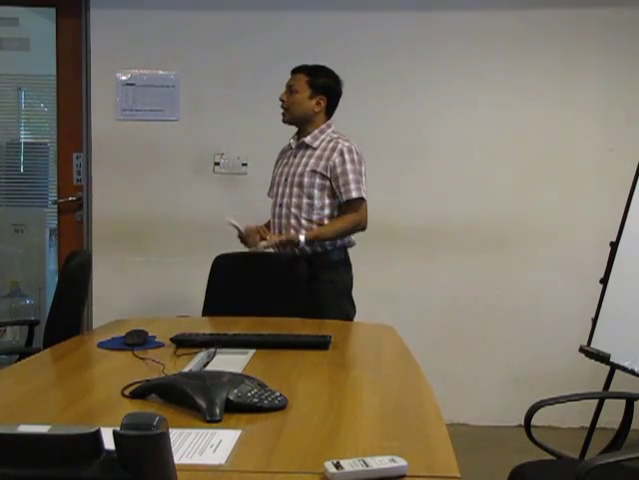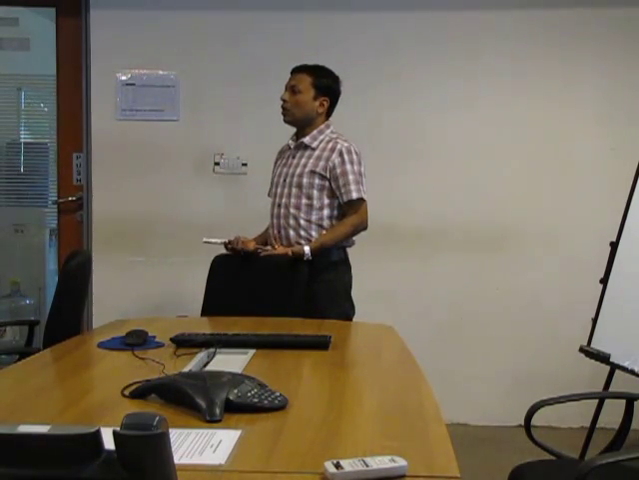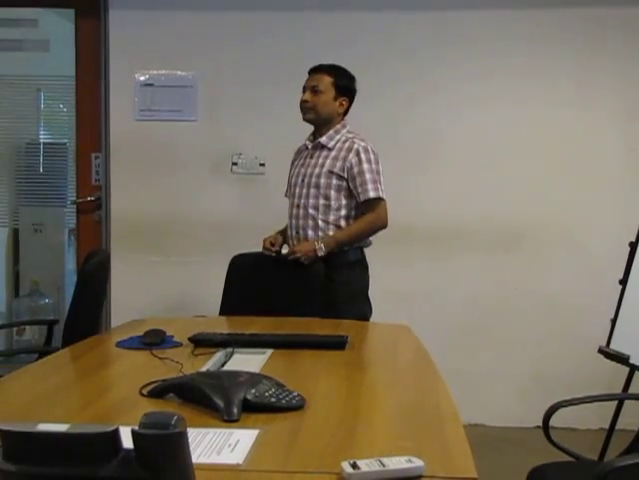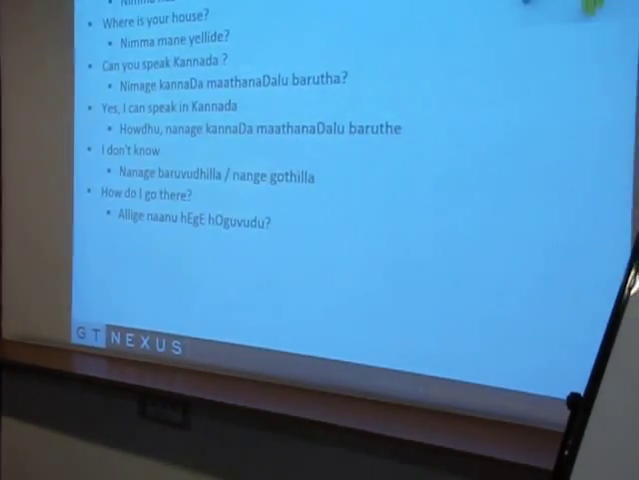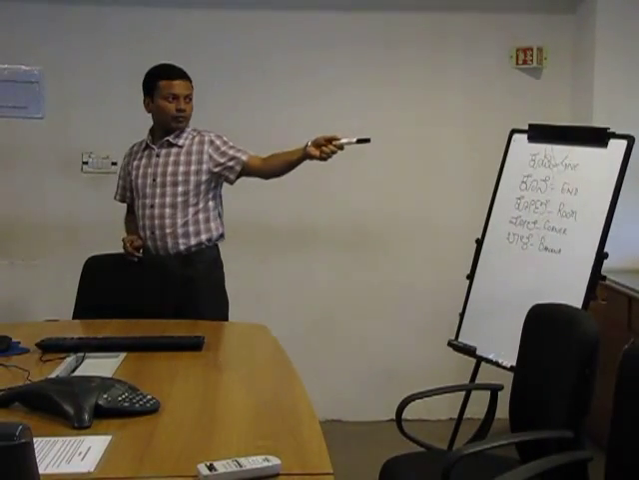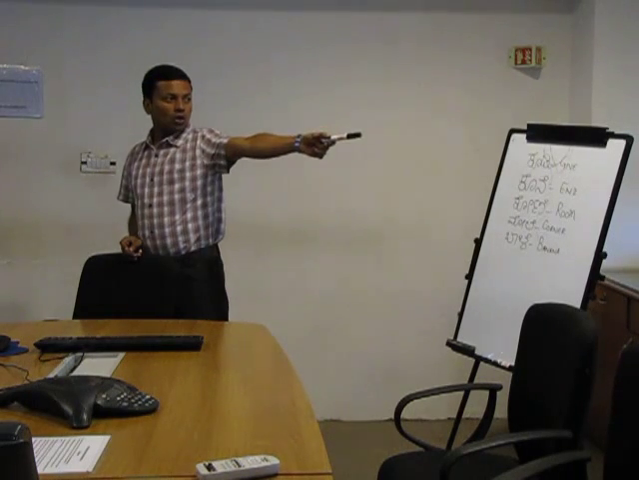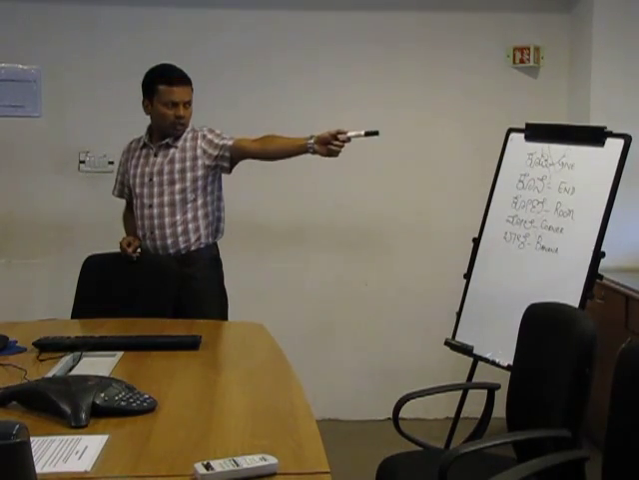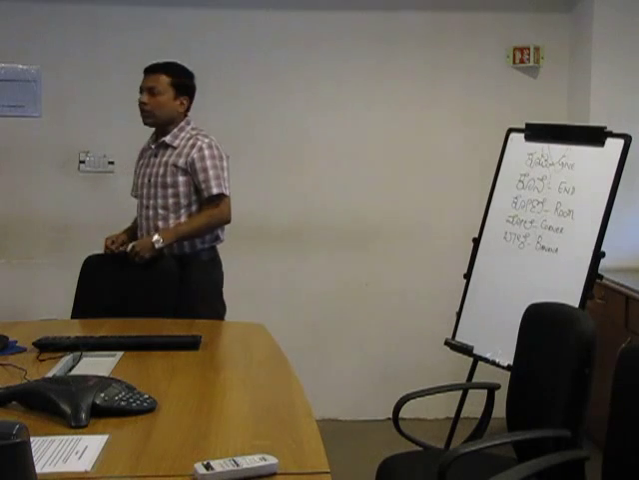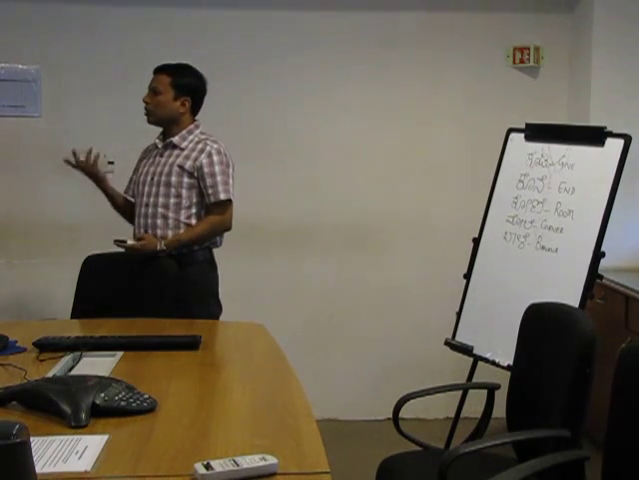Where do I need to go? It becomes a philosophical question. How? Hege. Nau hege. Allige nanu hege hoguvudu. So allige is there. Nanu is I. Hege is how. Hoguvudu is how do I go there. So allige nanu hege hoguvudu. How do I go there?